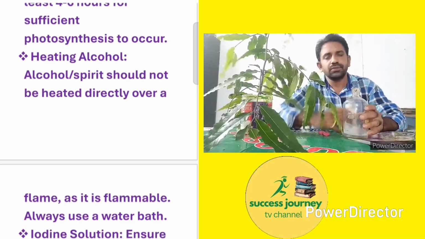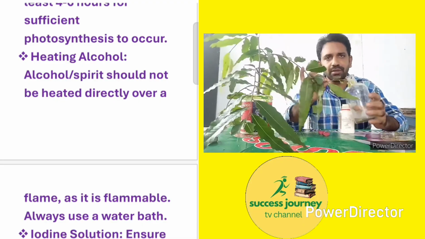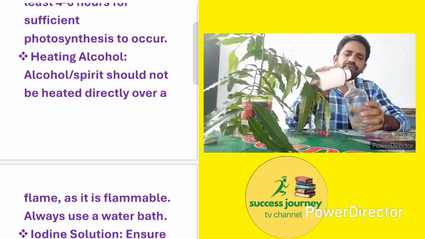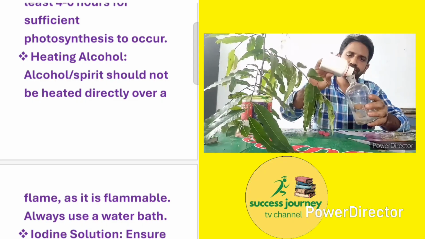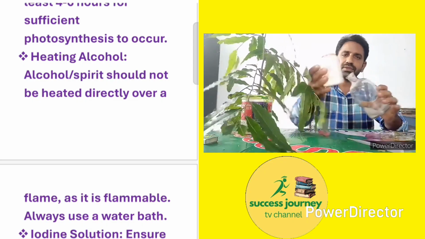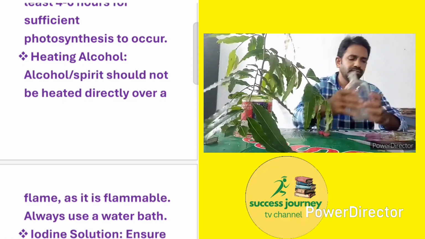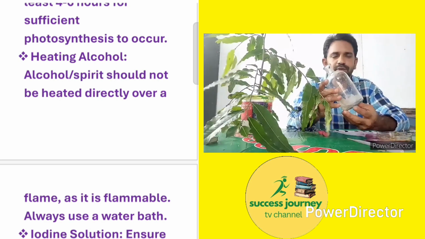Next, iodine solution. Ensure that the iodine solution is fresh and capable of turning blue black in the presence of starch. So we don't use any expired iodine solution. We should take fresh iodine solution for a better result. So this is the important experiment for photosynthesis, Moll's leaf experiment.